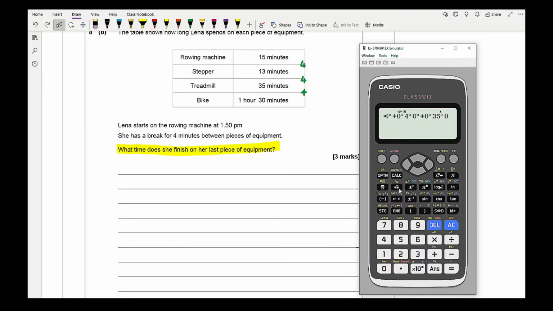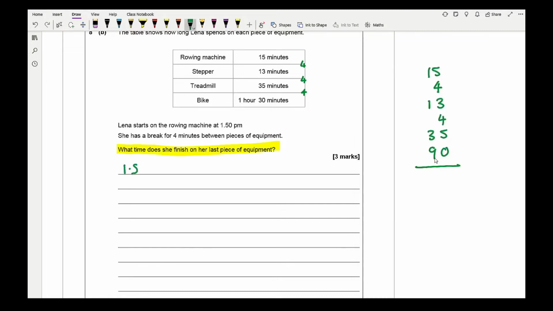I've done it again. Plus 0, 4, 0, plus 1 hour and 30 minutes and 0 seconds. And pressing equals, and that gives me a total time of 2 hours and 45 minutes.